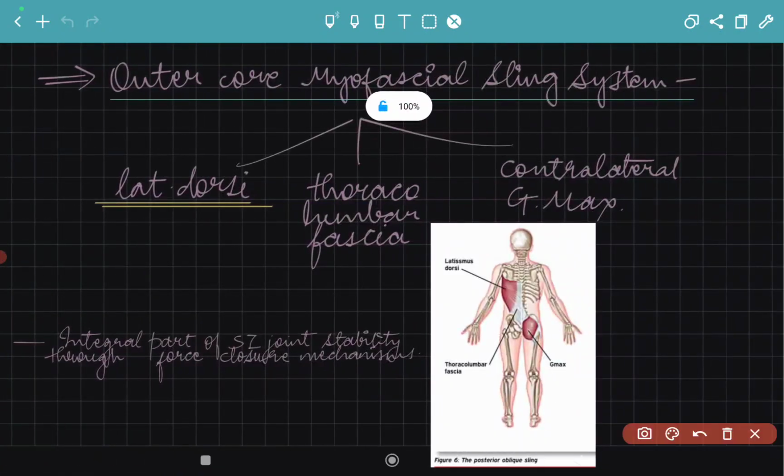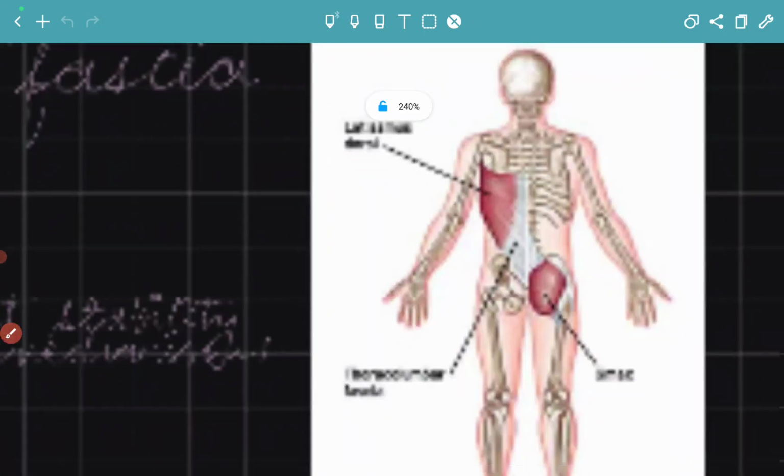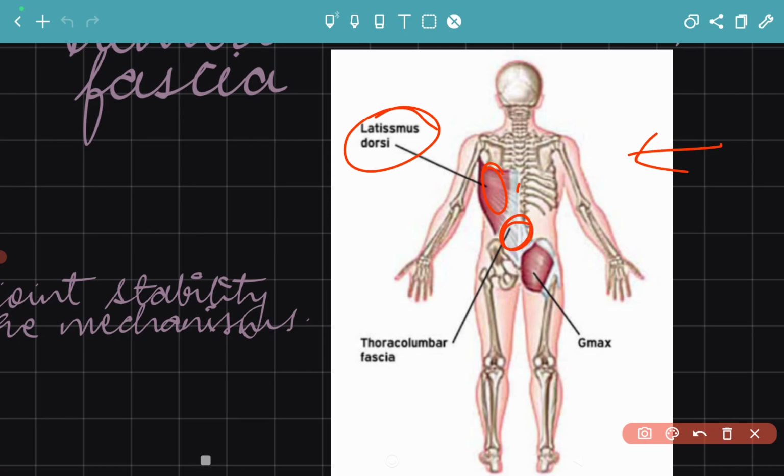So let's see in detail about that outer core myofascial sling system. The posterior oblique sling can be appreciated in this diagram, formed by latissimus dorsi, thoracolumbar fascia as well as opposite gluteus maximus. Can be appreciated well in this diagram. So latissimus dorsi, thoracolumbar fascia and opposite side gluteus maximus, this whole forms the posterior oblique sling.